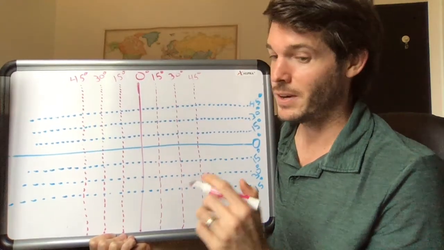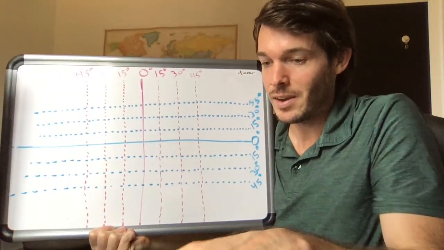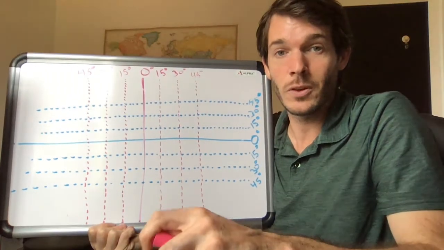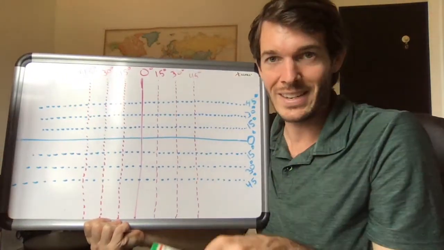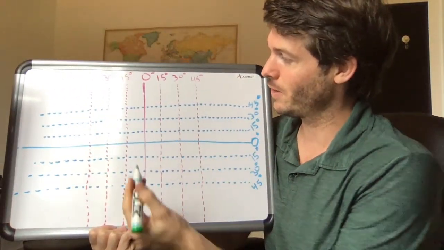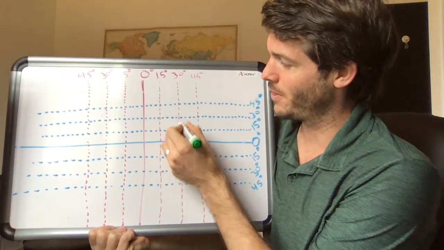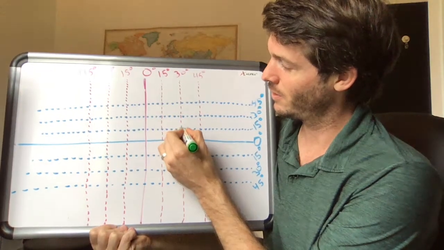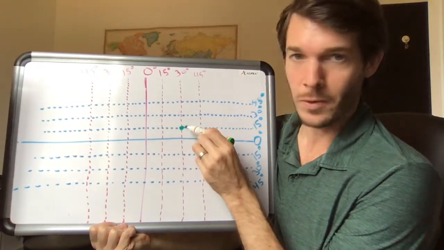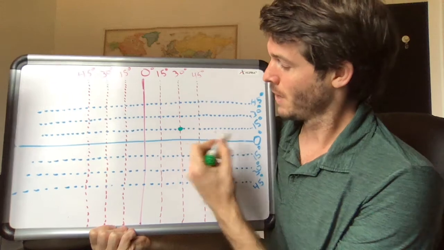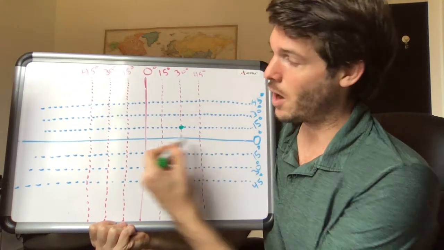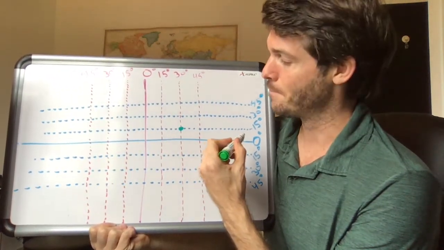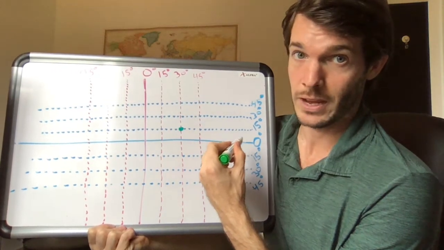Okay? So now let's try to find an absolute location of a green dot. So I'm going to draw a green dot right here on this intersection. It's the point where 2 lines cross over each other. This intersection right here. How can we find the coordinates for this point? Well, let's start at the equator. Always start at the equator when you find the absolute location of a place.